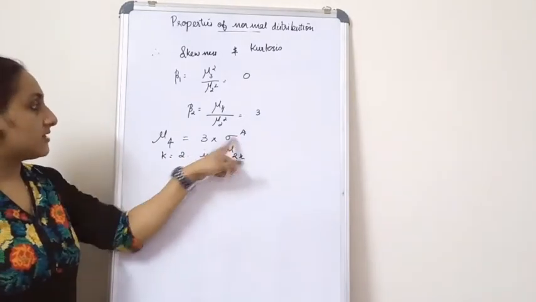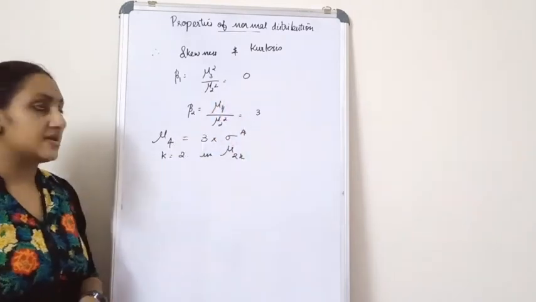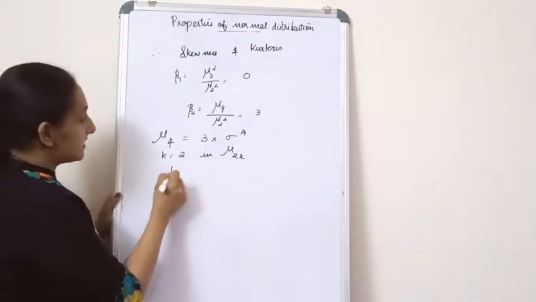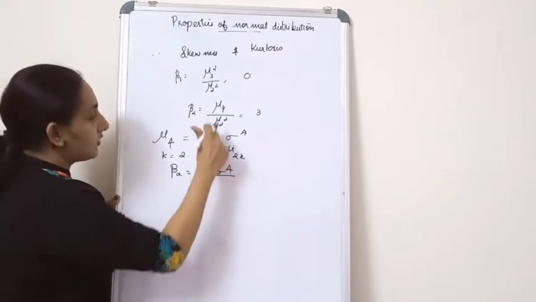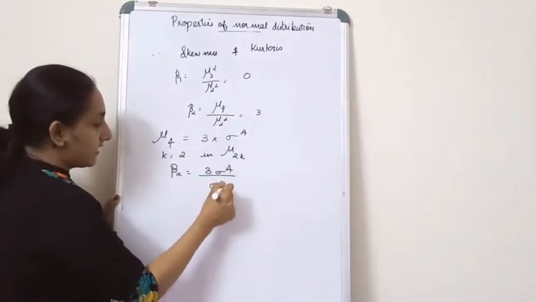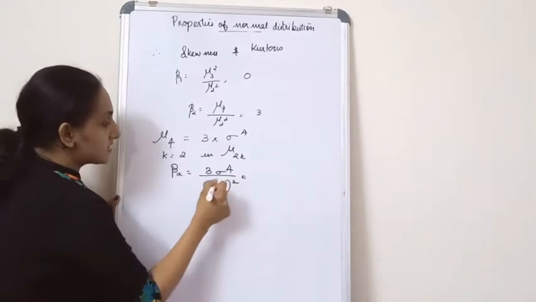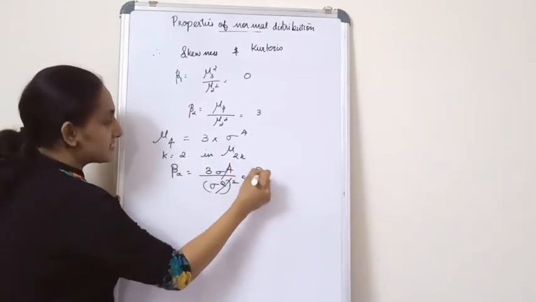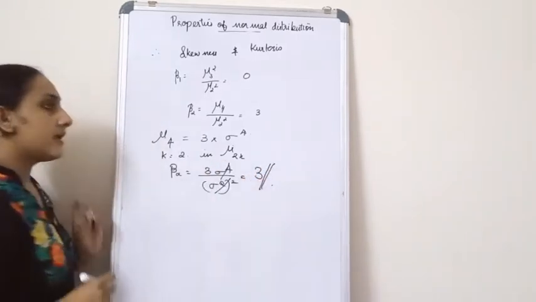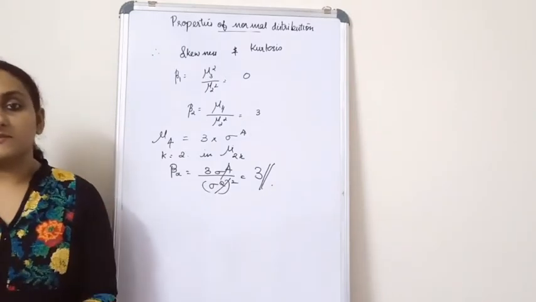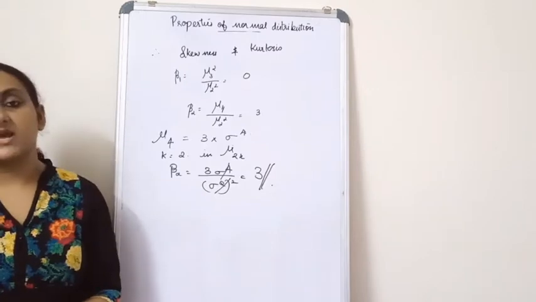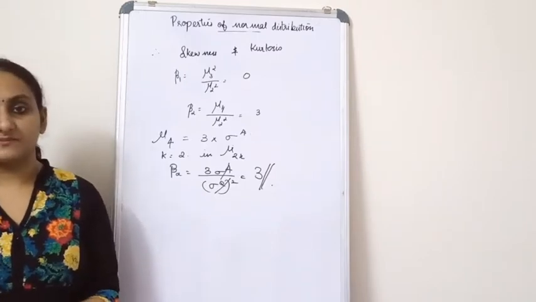So here when you put this and substitute it in beta 2, you will get what? Beta 2 is equal to 3 into sigma raised to 4 divided by what is mu 2? It is sigma square, the whole square, which is equal to what? This and this get cancelled, and then you get 3. Now what does this 3 mean? 3 means that your normal distribution is mesokurtic.